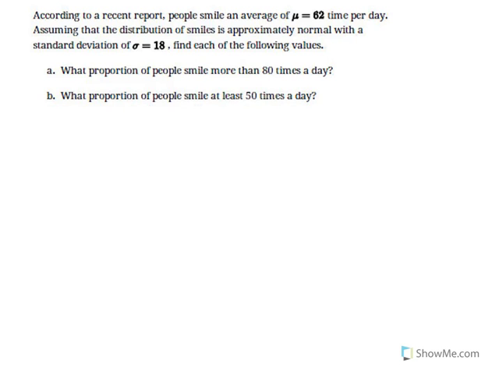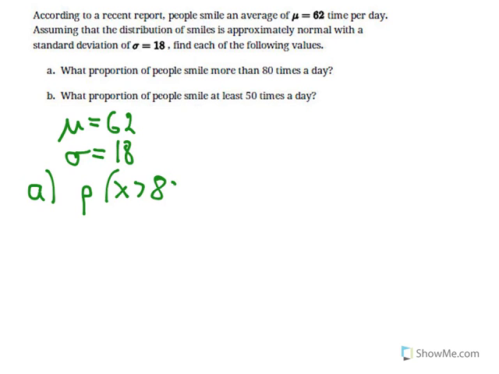First, write everything that you know, everything that's given in the question. So here we know that the average number of smiles is 62 and that the standard deviation for the smiles is 18. For A, we are looking for the proportion of people that smile more than 80 times a day.